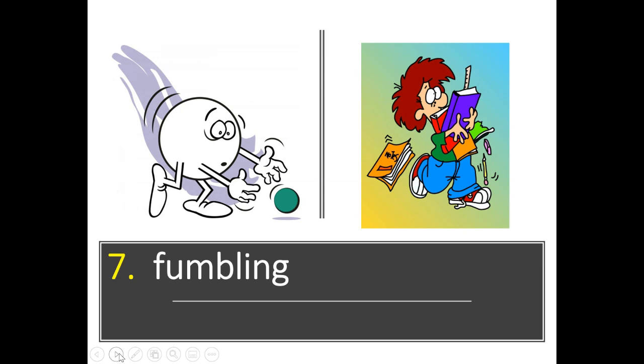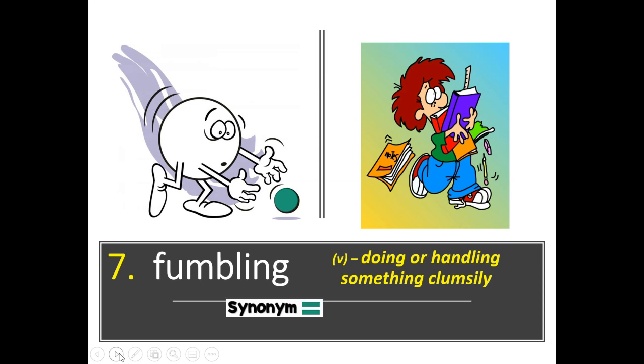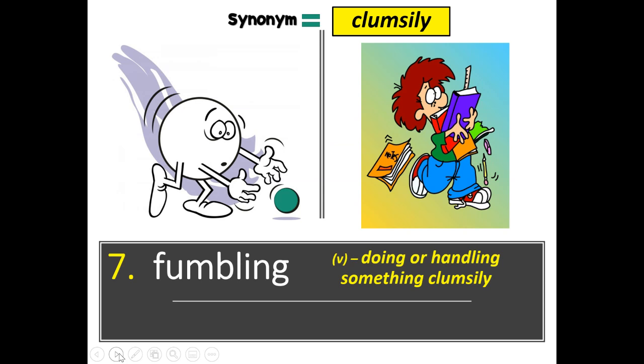Fumbling. The root word is fumble, F-U-M-B-L, and then they took off the E and they put I-N-G. Fumbling. F-U-M-B-L-I-N-G. Fumbling. What does fumbling mean? It's a verb, it's an action, doing or handling something clumsily. And I said the word clumsy, didn't I? So clumsy is a synonym. Clumsily is a synonym for fumbling.